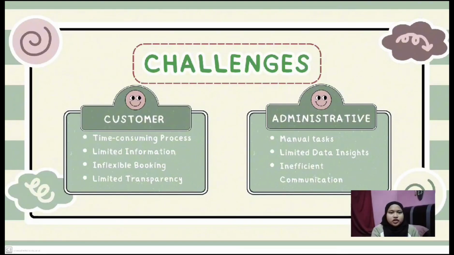For administrative challenge, first, manual tasks. Managing car information, customer data, and reservation is time-consuming and prone to errors. Second, limited data insight. Inefficient data analysis hinders optimization of car availability, pricing strategies, and customer relationship. And last, inefficient communication. Manual methods like phone calls or emails are used to communicate with customers about reservation, changes, or promotions.